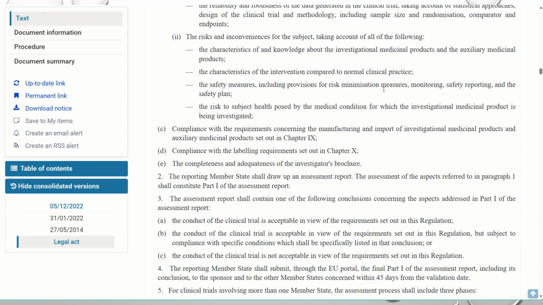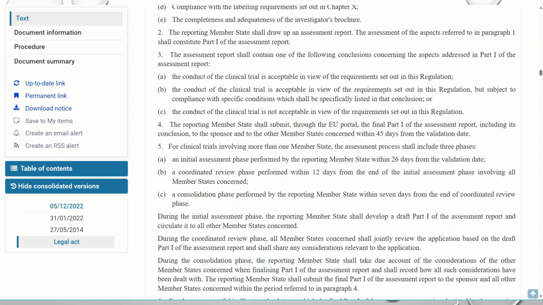Now, the time frames for part one are as follows. We've talked about the 10-day validation period, but the final part one assessment report, including its conclusion to the sponsors and others, shall be done within 45 days of the validation date. So remember, you have up to 10 days for your validation, and then you have 45 days from that validation date, whatever that date may be.